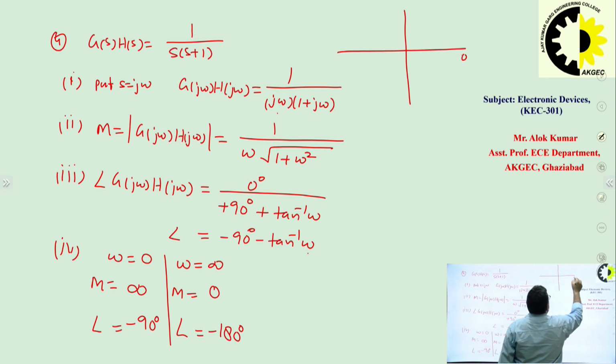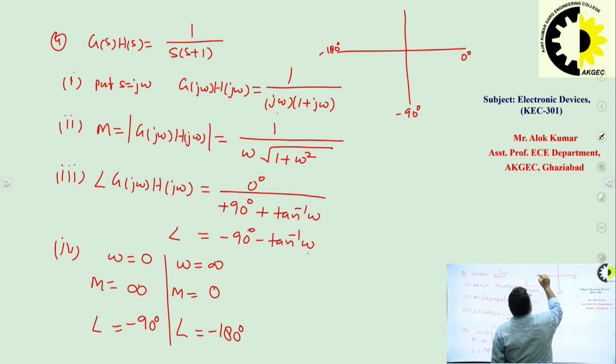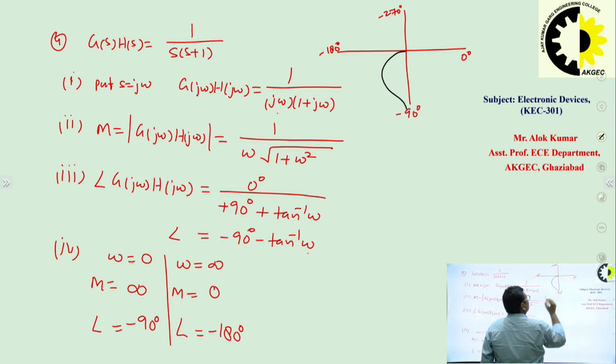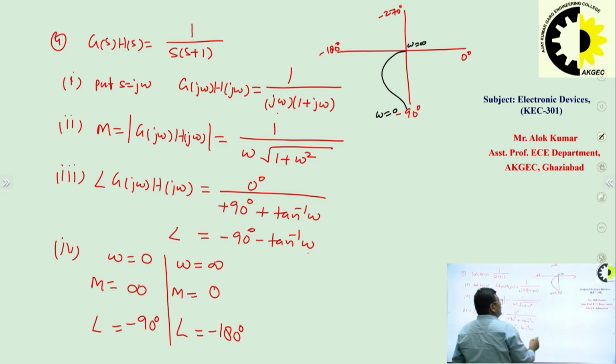Again, we have this axis for 0 degree, minus 90 degree, minus 180 degree, and minus 270 degree. So to draw the polar plot, it will be like this. This one is for omega is equal to 0. Here at omega is equal to infinity, magnitude is 0. And the direction will be from lower frequency to higher frequency. So this will be the polar plot for the given question.